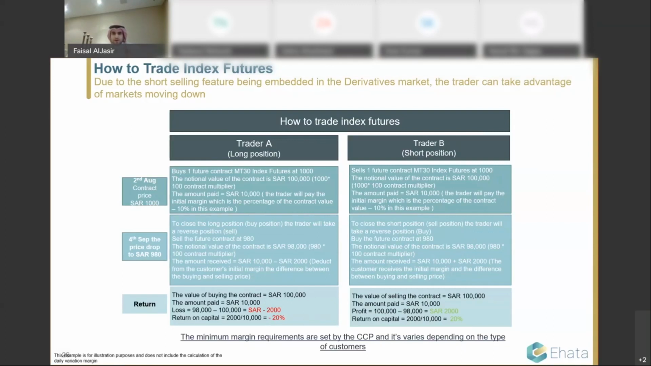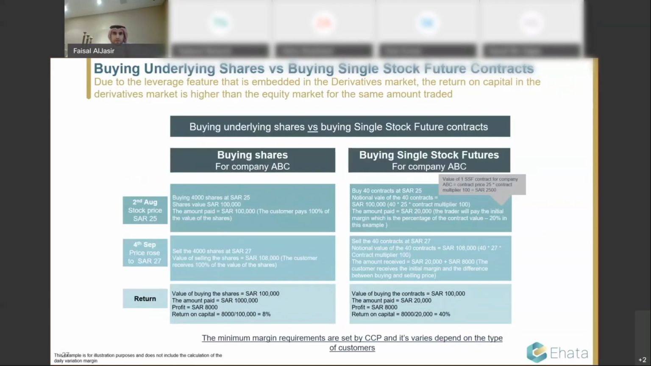And the minimum margin requirements, of course, are set by the CCP, and they will vary depending on the type of customers. Now, what if we compared buying an underlying share with buying a single stock future contract? This is a very good example, as I mentioned previously, of the leverage component.